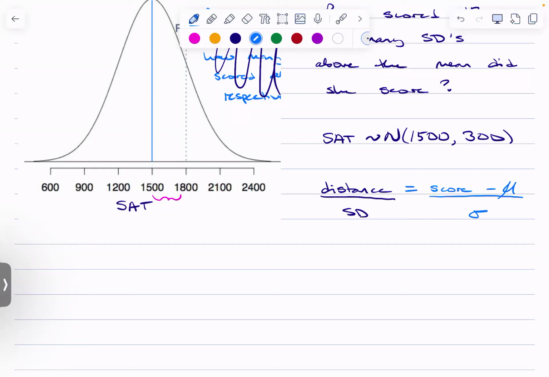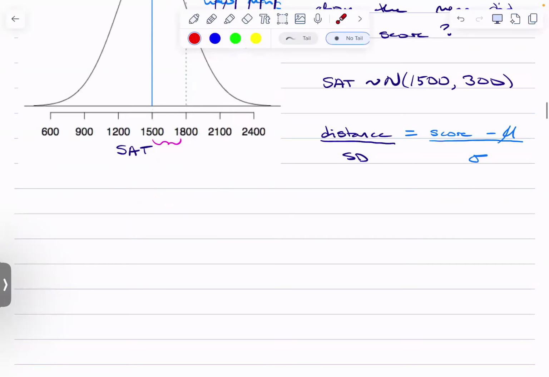What's nice is that by taking the score and subtracting the mean, here I have a score above the mean, 1800. If I subtract 1500, I get a positive value. We flip the script and say someone got 900. Then 900 minus 1500 would generate a negative value. So the positives and negatives, if we stick to this calculation for the distance, will also tell us if we're above or below the mean.